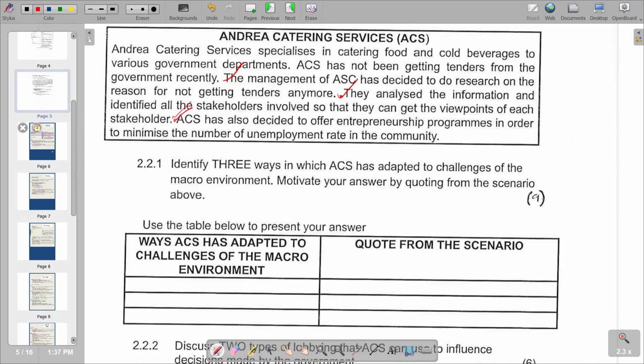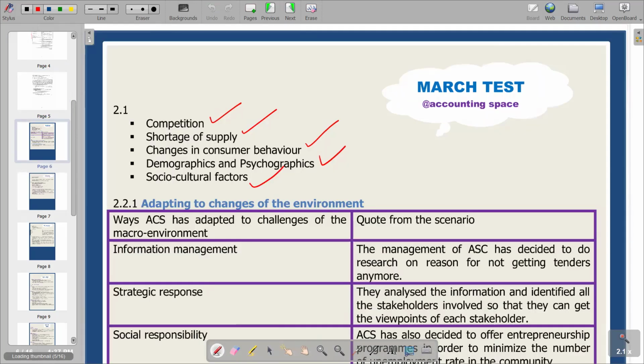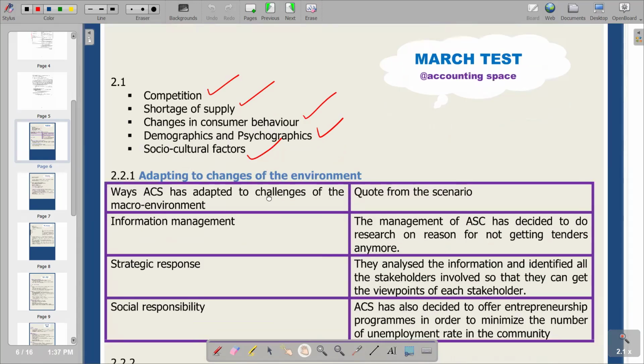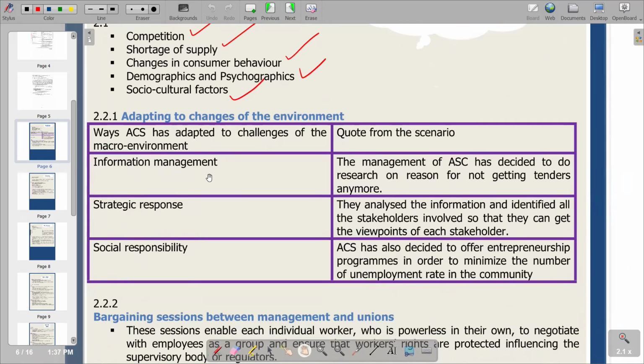So we have again that other section whereby we have information management, and then we quote where we have information management, strategic response, and then we quote where we have strategic response, and then social responsibility again, and we quote where we have social responsibility.